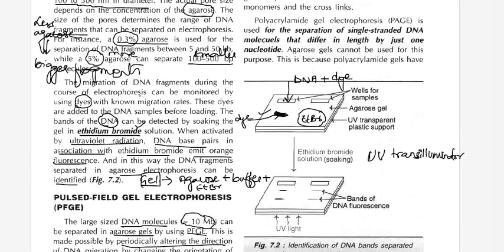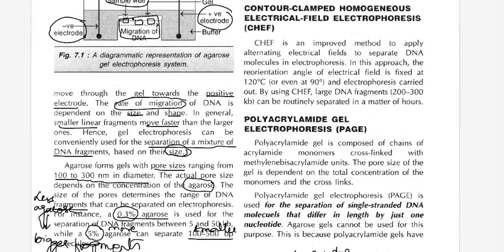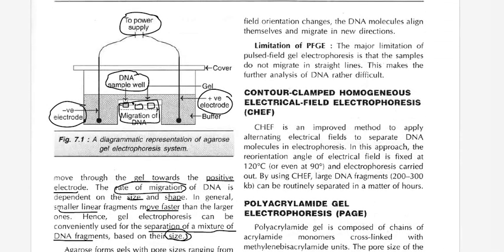So when the field orientation is changed, what happens? The DNA molecules align themselves and migrate in new directions. And there's a limitation of pulse field gel electrophoresis: the samples do not migrate in a straight line, so further analysis becomes difficult. This is a major drawback.